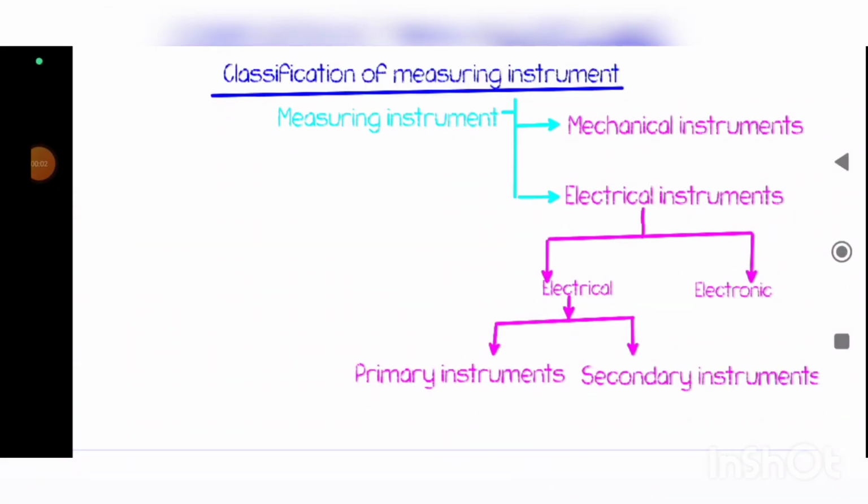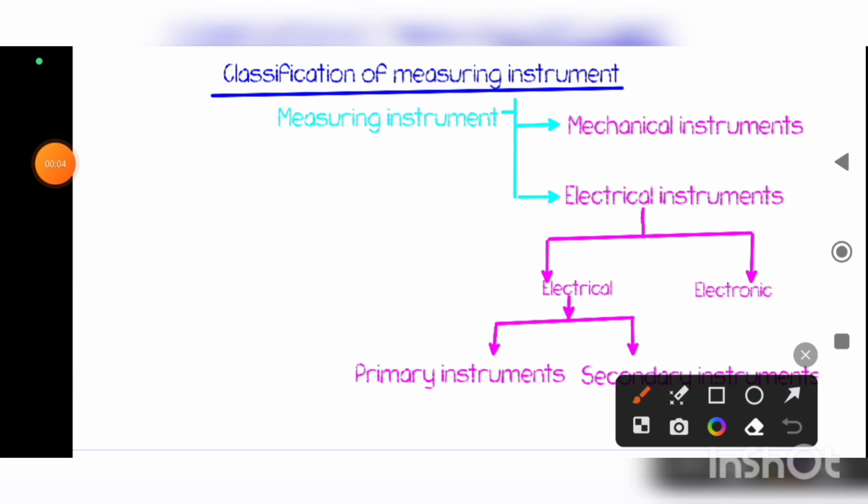Let us study the classification of measuring instruments. Here the measuring instrument is basically divided into two types: one is mechanical instrument and another one is electrical instrument. What is an electrical instrument? The instrument which can measure any type of electrical quantities like voltage, current, resistance is known as an electrical instrument. What do you mean by a mechanical instrument? The instrument which can measure mechanical quantities like speed, force, pressure, velocity, etc.